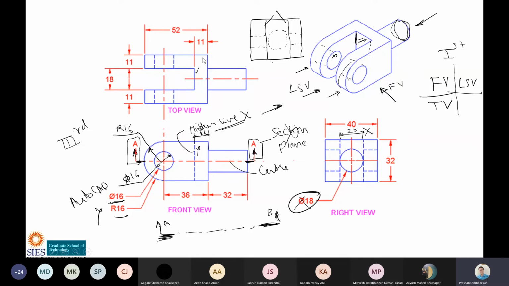Okay, I will tell one more thing here. See, 52 and 11, these are two dimensions. Which one is the smaller dimension? 11. Which is bigger? 52. So the smaller dimension should always be placed close to the outline, and the bigger dimension should be placed away from the outline. If I write this 52 here, and 11 above it like this, then this is incorrect. Smaller dimension should always be placed close to the figure. So this will be incorrect.